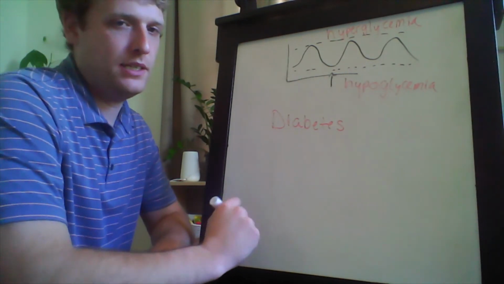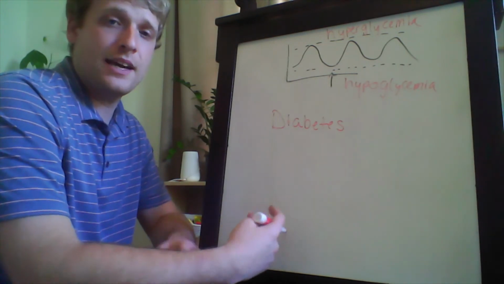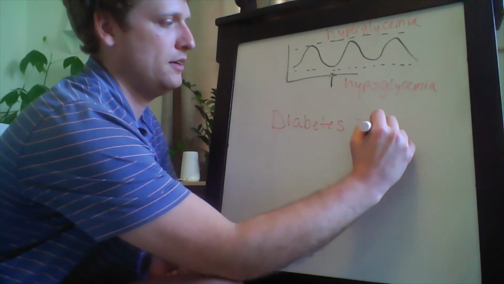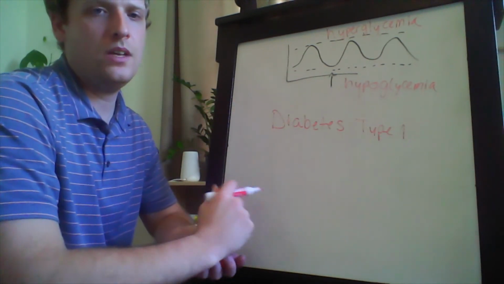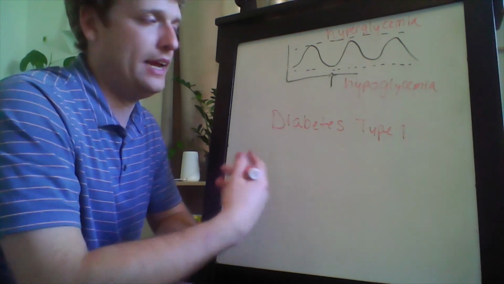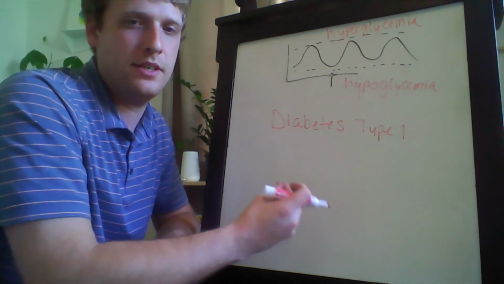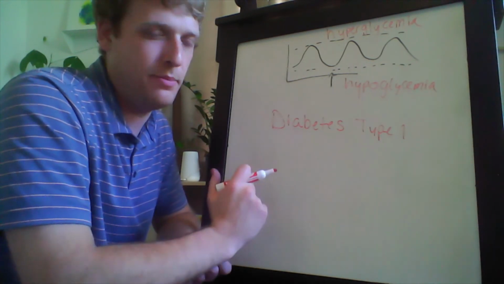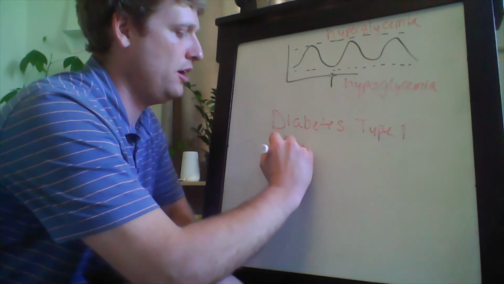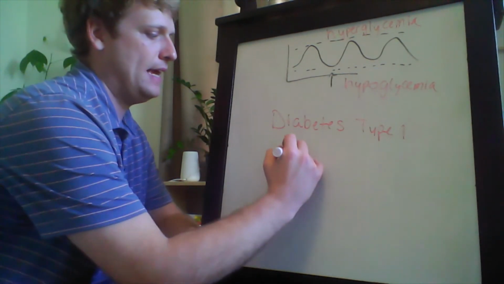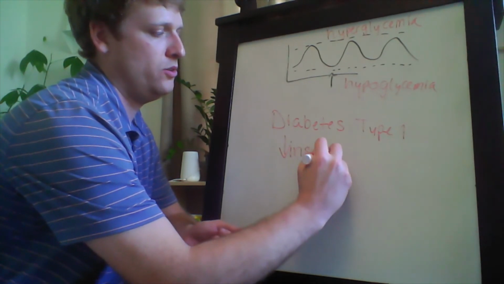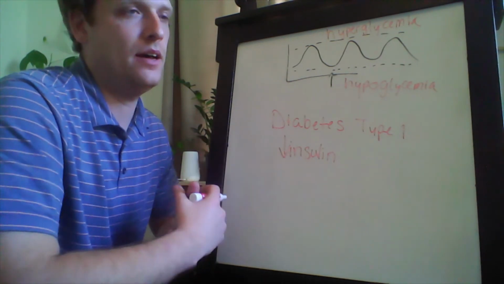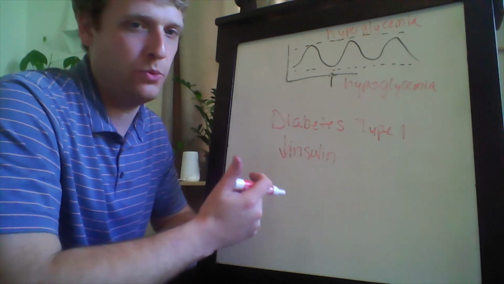Type 1 diabetes is actually an autoimmune disorder. Type 1 is an inherited autoimmune disorder where your immune system attacks those beta cells that produce insulin. So you lose the ability to produce insulin. Insulin levels are low, and since insulin levels are low, cells are not going to be taking up blood sugar as they normally would.